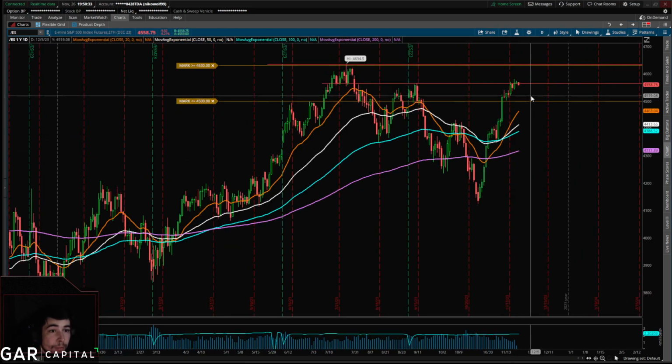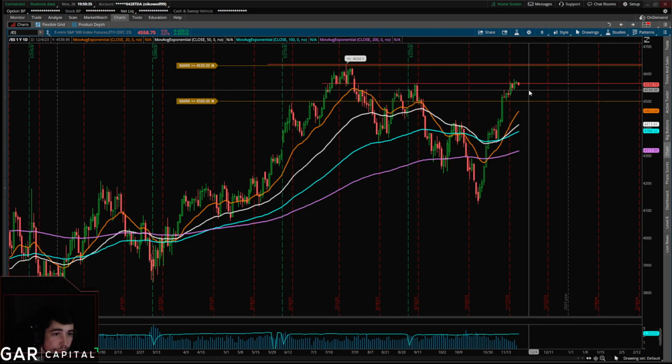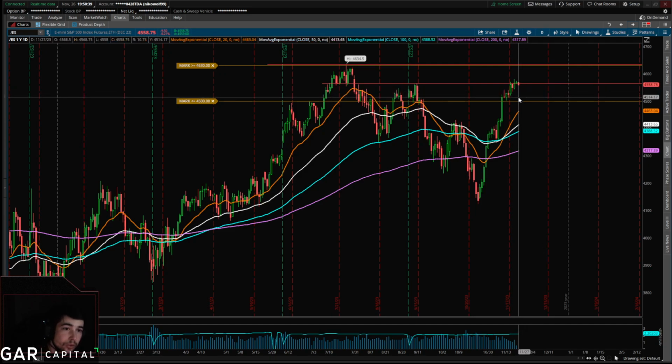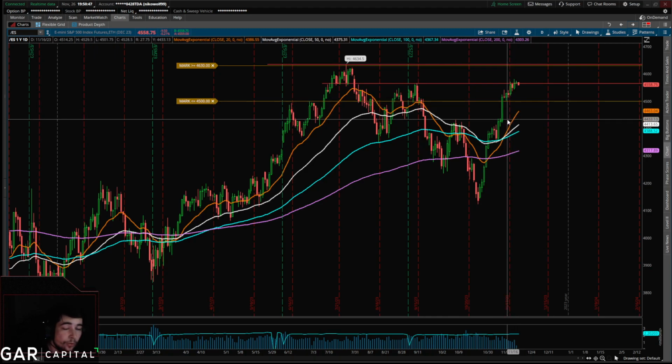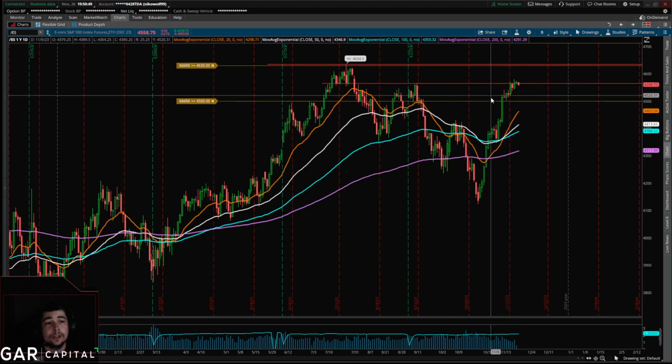Let's see if we end up holding 45.40 overnight. If we end up breaking below 45.40 on ES, most likely we're coming down to 4,500. And again, the green light to short is below 4,500. We target 44.30, 44.40 area to the downside.